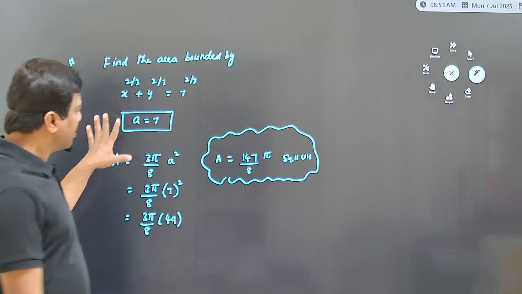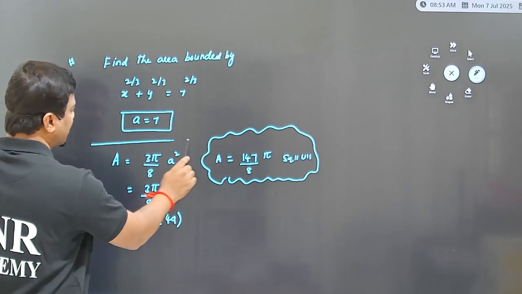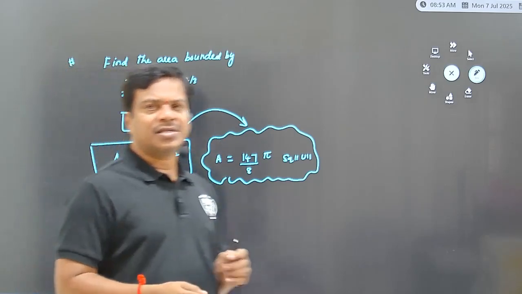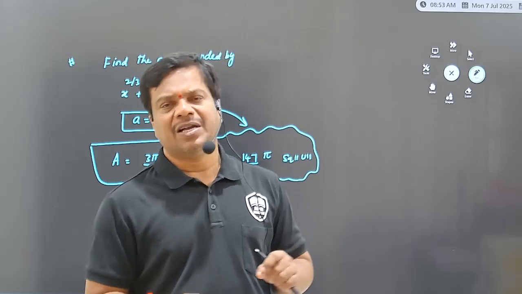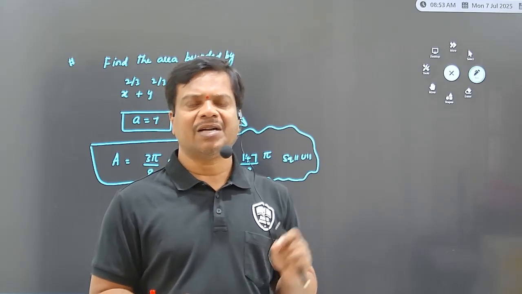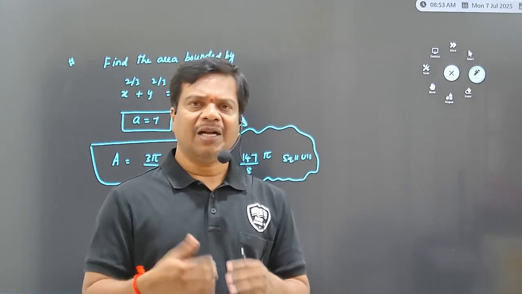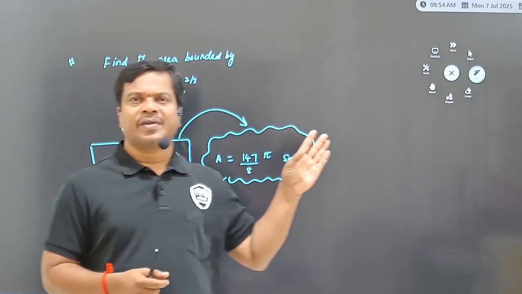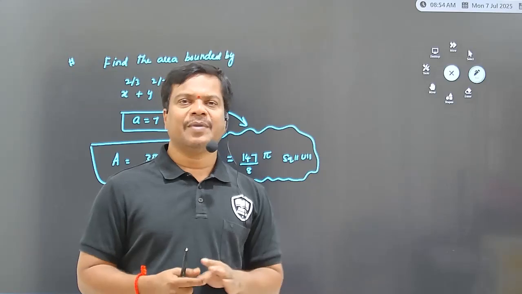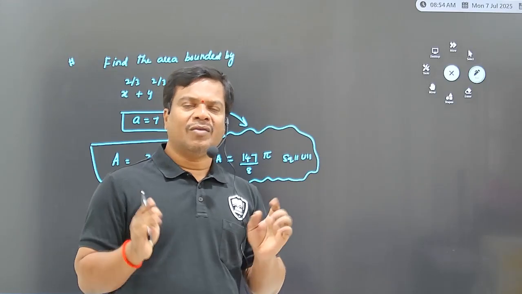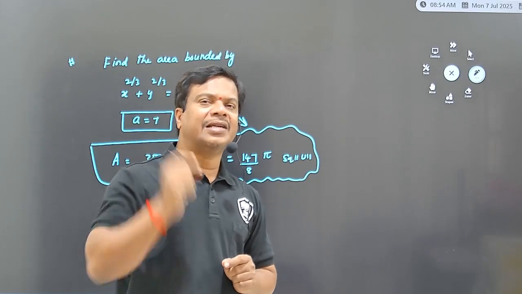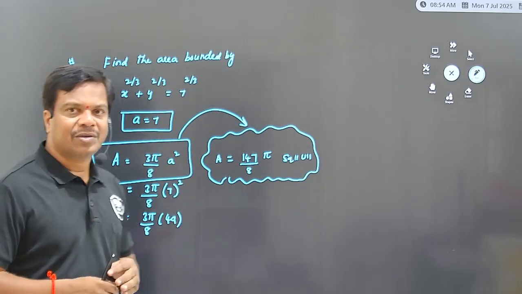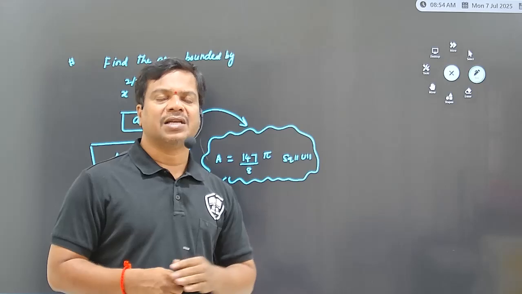So using this short technique, 3 pi by 8 into a square, directly you can write the result. In the entrance examination, if you substitute the value of x equal to a cos cube theta and y equal to a sin cube theta, and after that apply the reduction formula, you will get the result, but that is a very lengthy method. So to save time, you have to remember this formula, 3 pi by 8 into a square. It helps you in the entrance examinations.